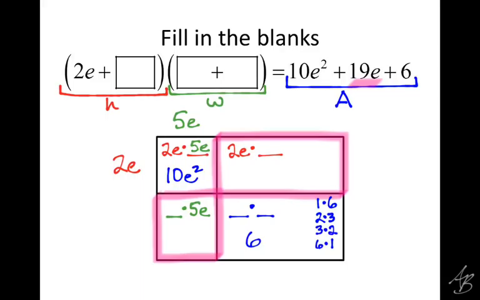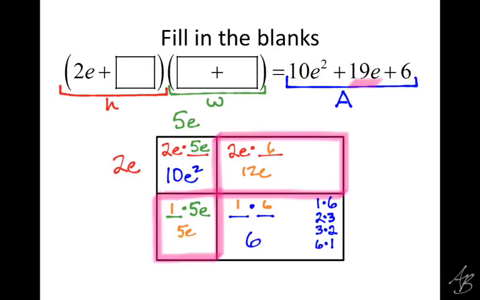Let's guess first that the height is 1 and the width is 6. I'm just going to go down the line here. So if the height is 1 and the width is 6, then the height is 1 here and the width is 6 here. Let's see what happens if we do that. If the height is 1 and the width is 5e for this rectangle, what's the area of this rectangle? 5e. And what's the area of this rectangle? What's 2e times 6? 12e.